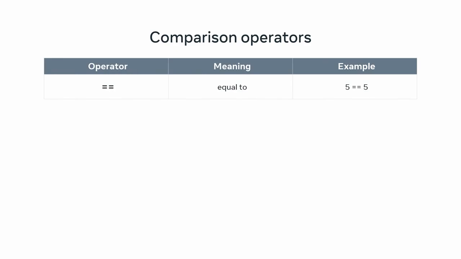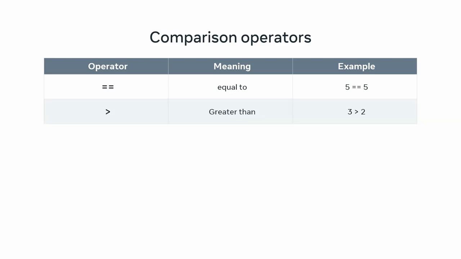Let's now explore some of these operators, starting with the comparison operators. The first comparison operator is called equal to and is represented by two equal symbols. When you use this operator, a Boolean value of true is returned if the value on the left is equal to the value on the right. If they are not equal, a value of false is returned.